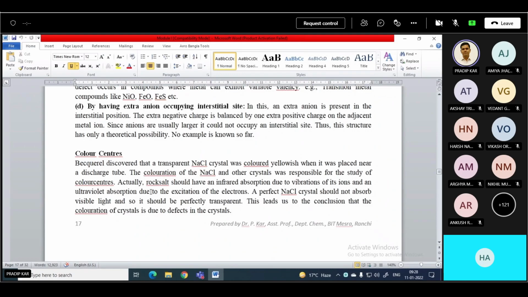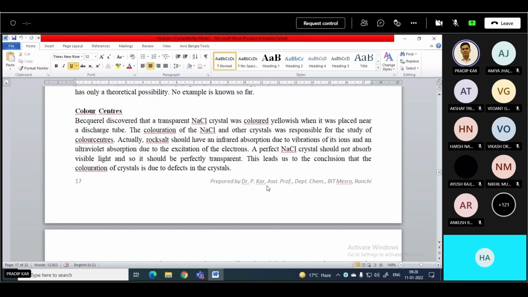Okay. As we have already explained, transparent NaCl was colored yellowish when it was placed near a discharge tube. The coloration of NaCl and other crystals was responsible for the study of color centers. Okay, a perfect NaCl crystal should not absorb any visible light. It is colorless and transparent, but it becomes light yellow when we are heating.